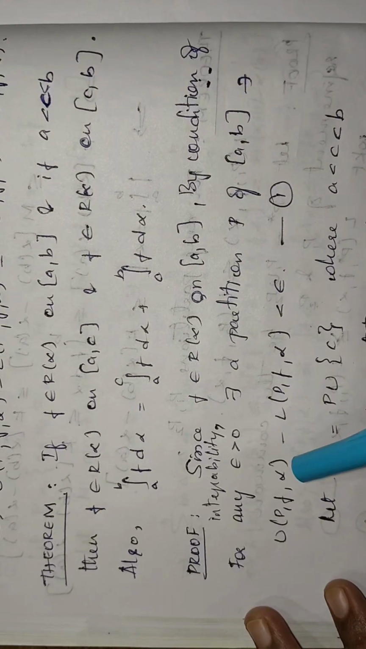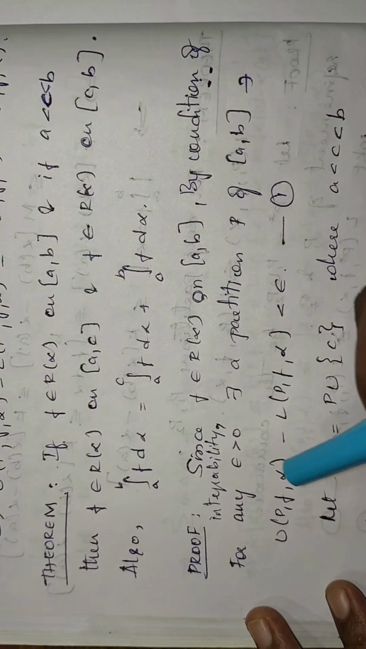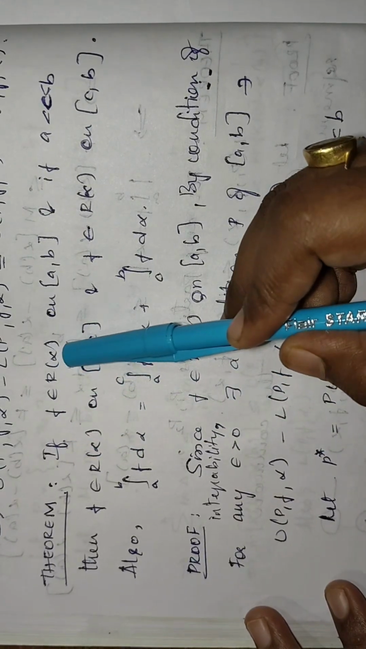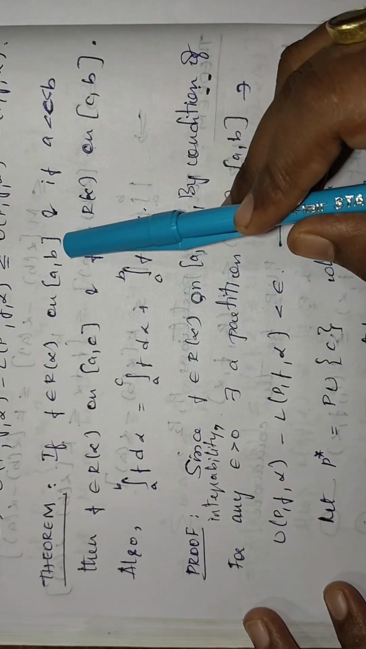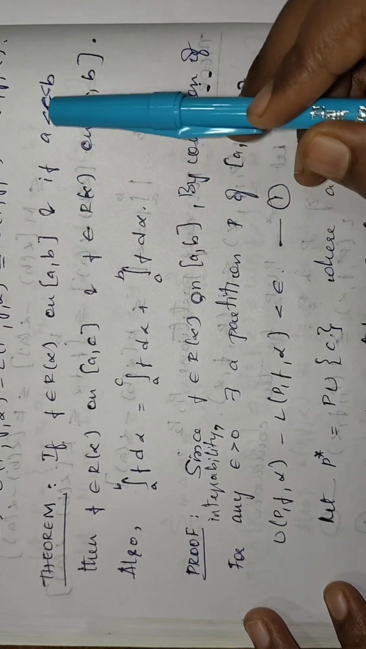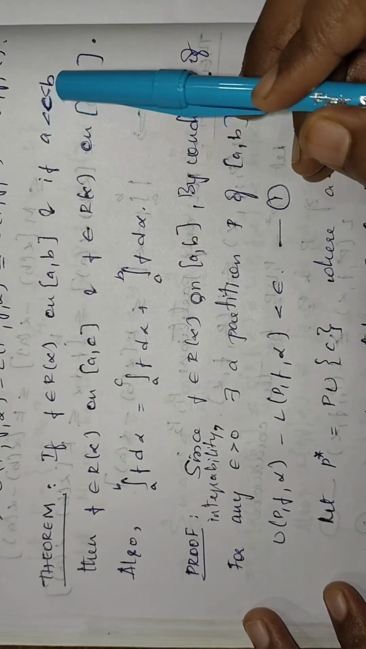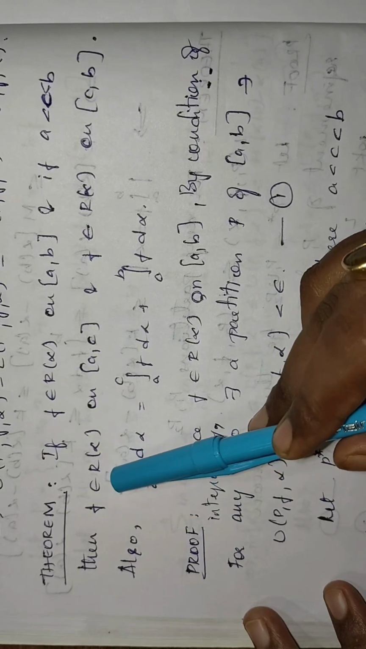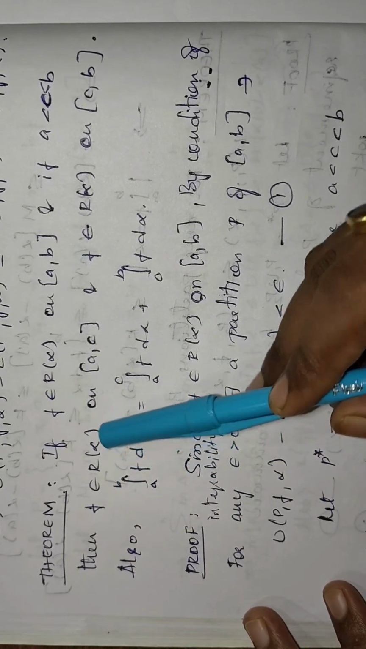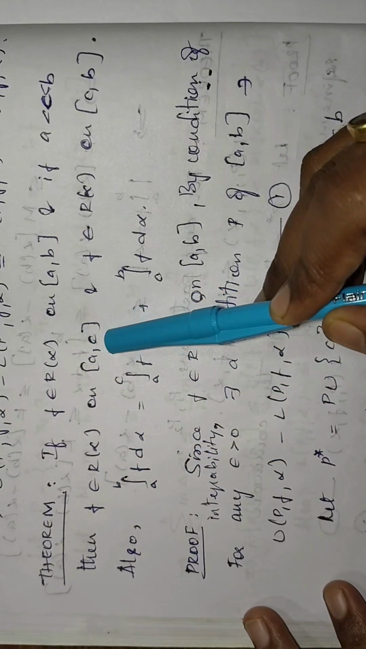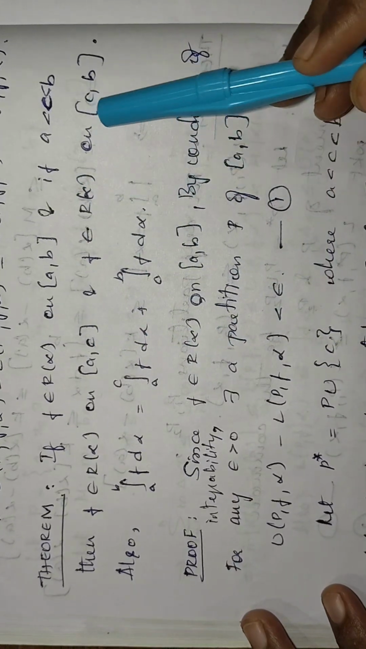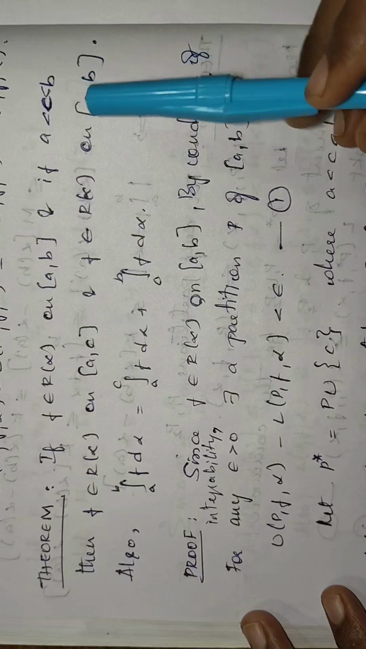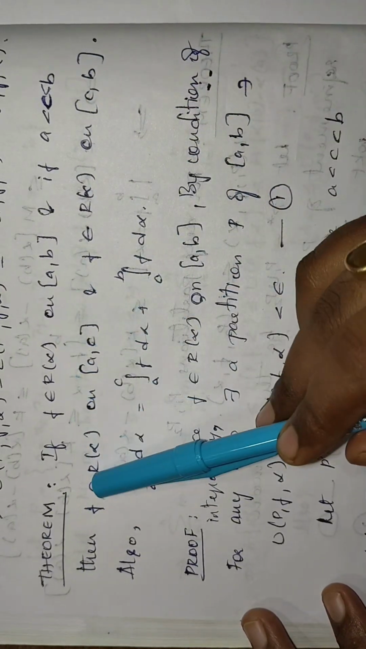Hello students, now let's move on to the next theorem. If f belongs to R of alpha on closed interval a comma b, and if c belongs to open interval a comma b, then f belongs to R of alpha on closed interval a comma c, and f belongs to R of alpha on closed interval c comma b. Okay, so this is what we need to prove.